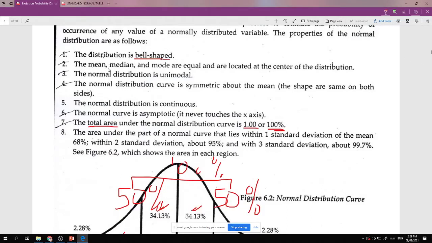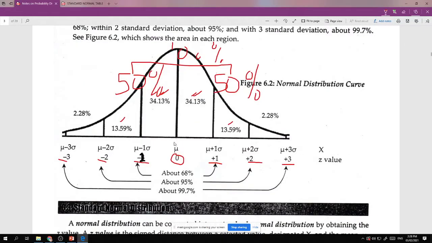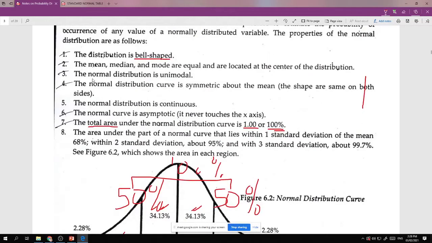The median, the mean, and the mode are equal, and it is located at the center. Meaning, this 0 here is the point where the mean, the median, and the mode are located. Okay? Next. The normal distribution is unimodal.